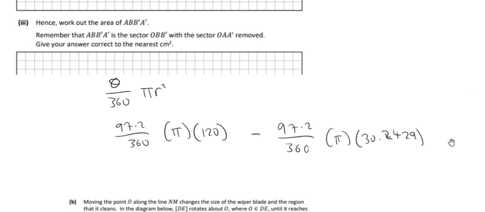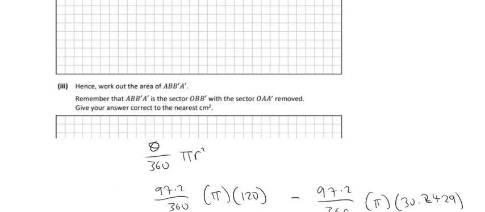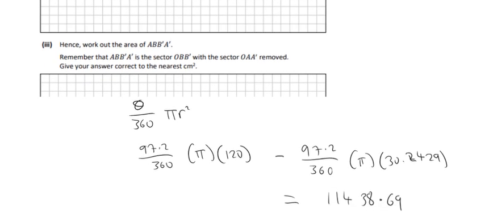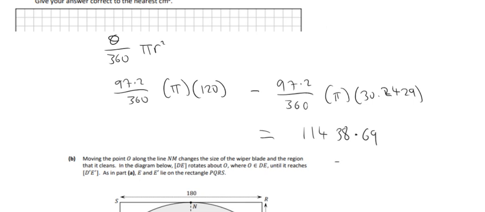Then you can go to the calculator, and you can take away all of those, or you can put the whole thing in there, take them away, and we get 11438.69. They wanted it to the nearest centimeter squared, so it'll be 11439. Sorry, when you were putting that in, they should have been squared there.